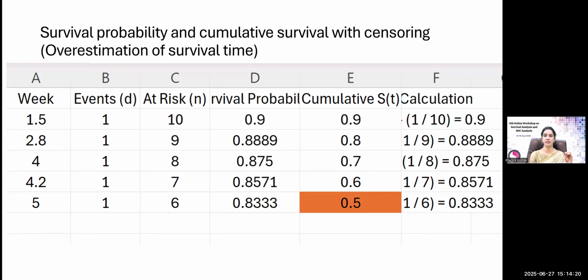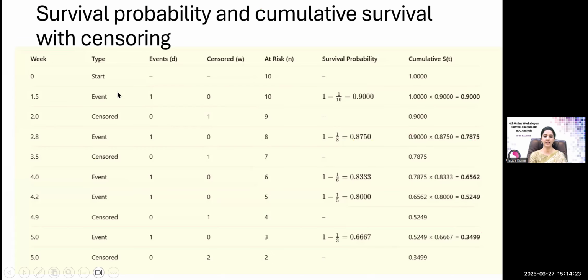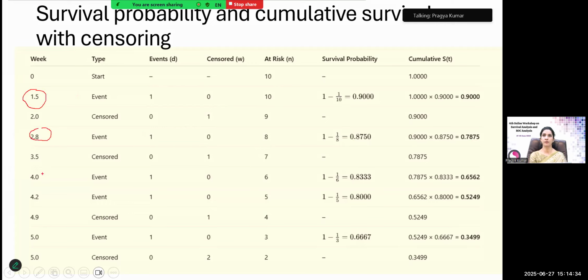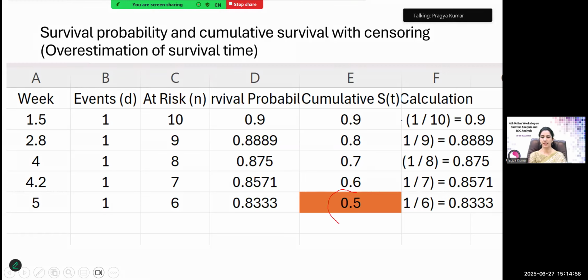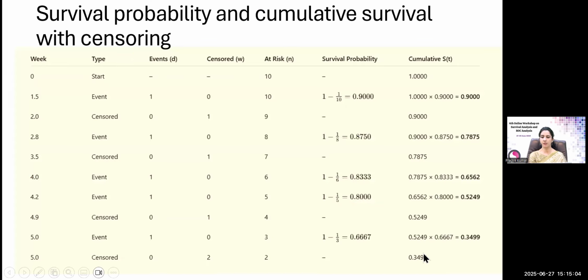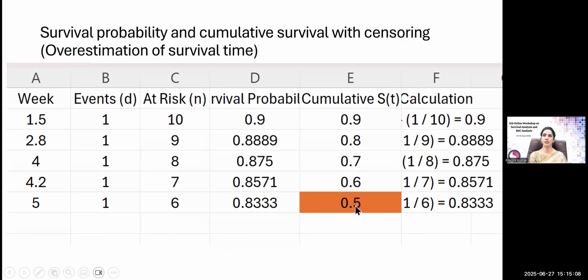If you don't include censoring, then you only take the events which have happened. So you will take 1.5, 2.8, 4 weeks, 4.2, and 5, because there were 5 events and 5 censored. So you have only taken the 5 events. If you calculate the survival probability taking only events, your cumulative survival is 0.5. So you can see that here the survival is higher. If you include the censoring, it was 34%. If you don't include censoring, it is 50%.